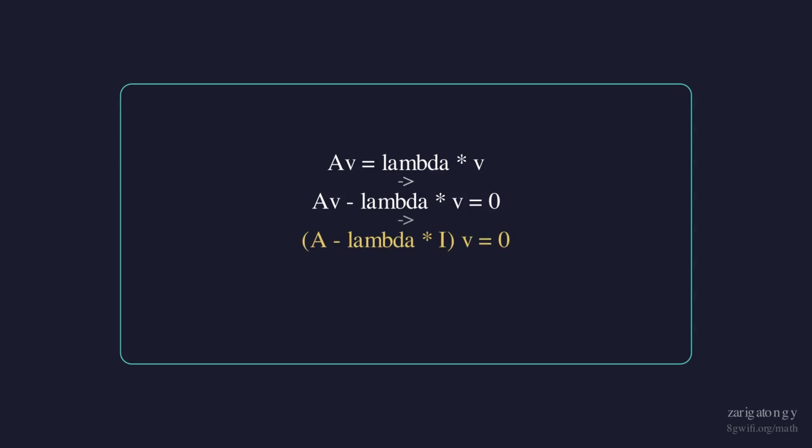How do we find eigenvectors algebraically? Start with A V equals lambda V. Rearrange to A minus lambda I times V equals 0. For a non-zero solution to exist, the determinant of A minus lambda I must be 0. That equation gives us the eigenvalues.